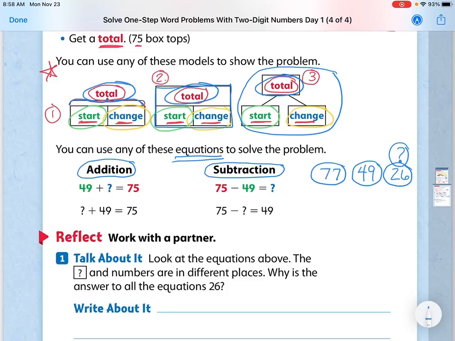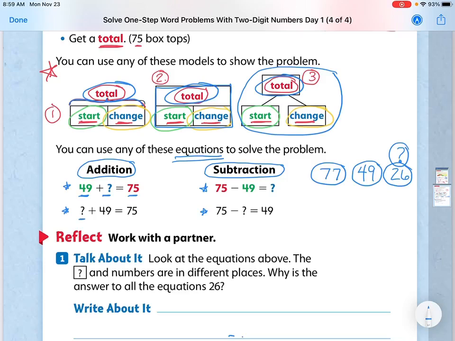So using those three numbers, we know that we can create two subtraction problems, as shown here, or we could create two addition problems, as shown over here. So we're going to take a look at the addition problems. They start with 49 for the first one and add the unknown change, and our answer will always total up to 75. That's the first way.